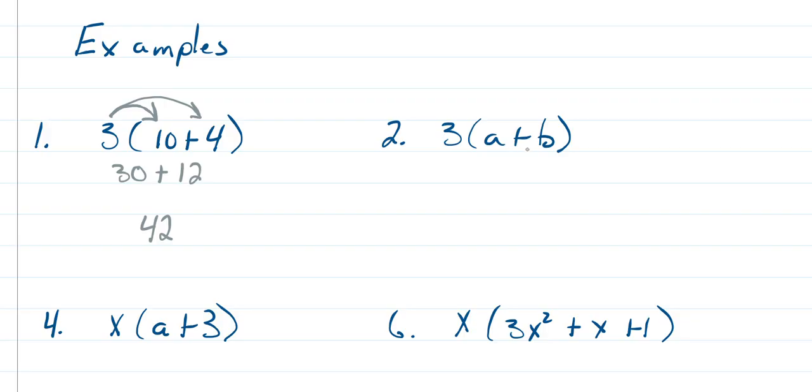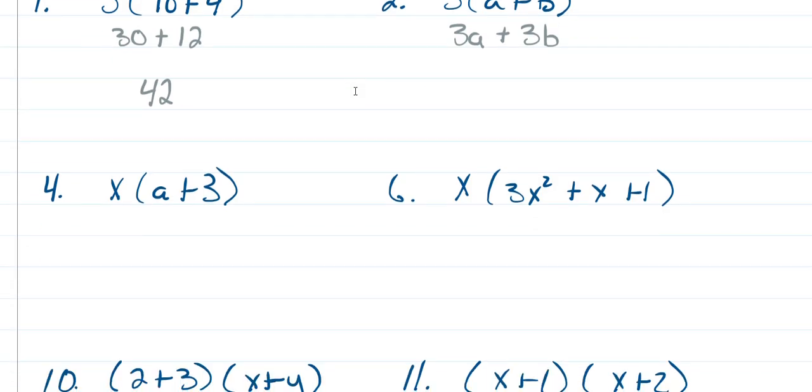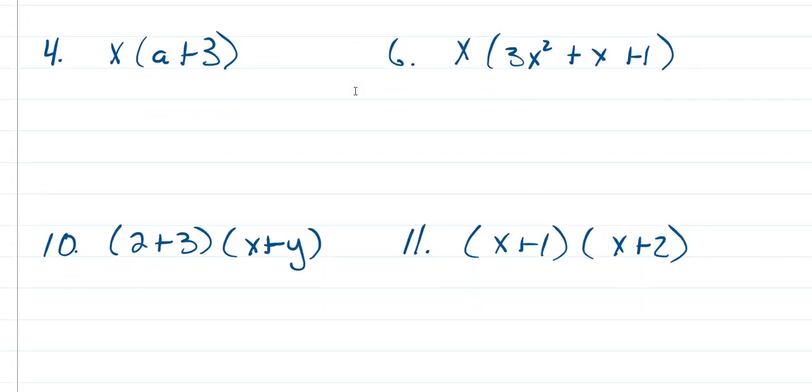In this case, you can't combine the a plus the b together to make an ab, so you have to distribute the 3. 3 times a, 3a. 3 times b, 3b. Again, it's going to add because it's a positive 3b. This is the basic idea of the distributive property, or as your book calls it, the distributive law.